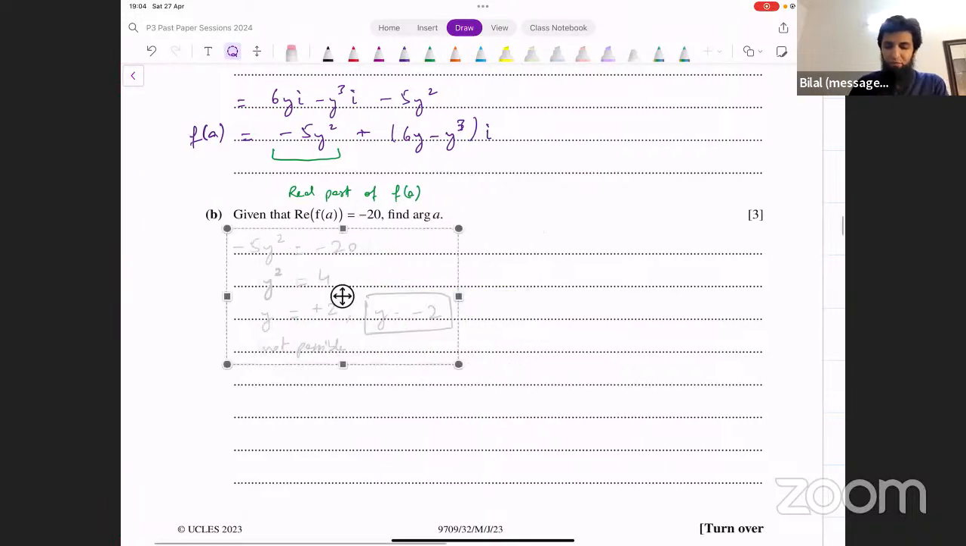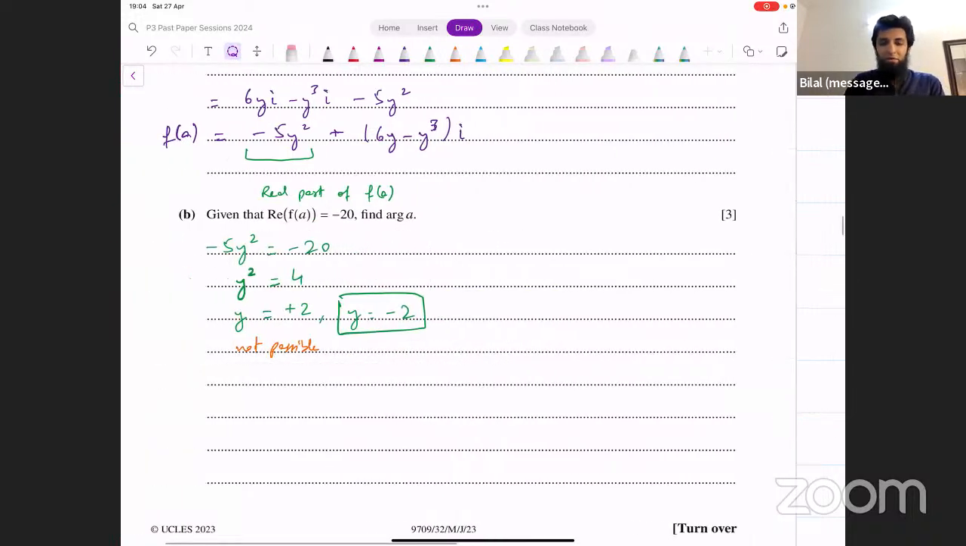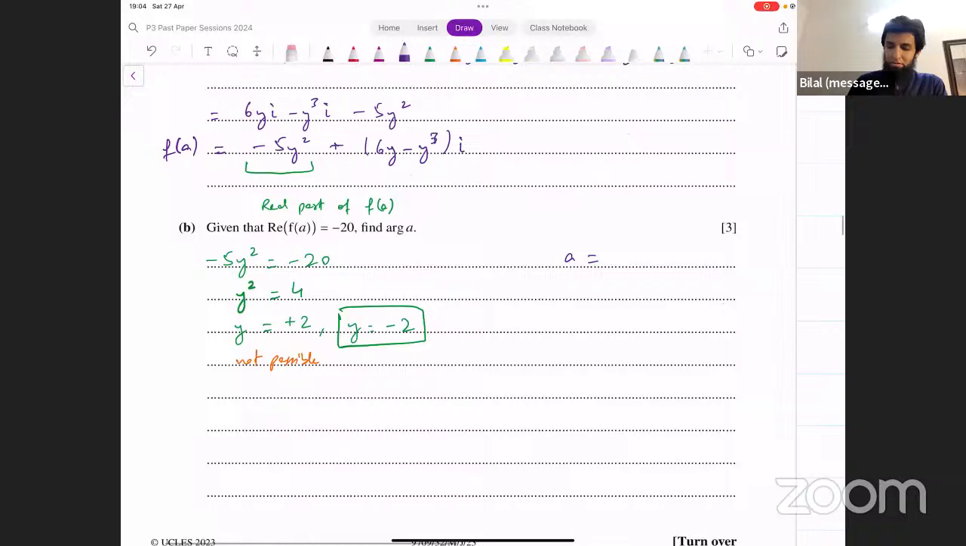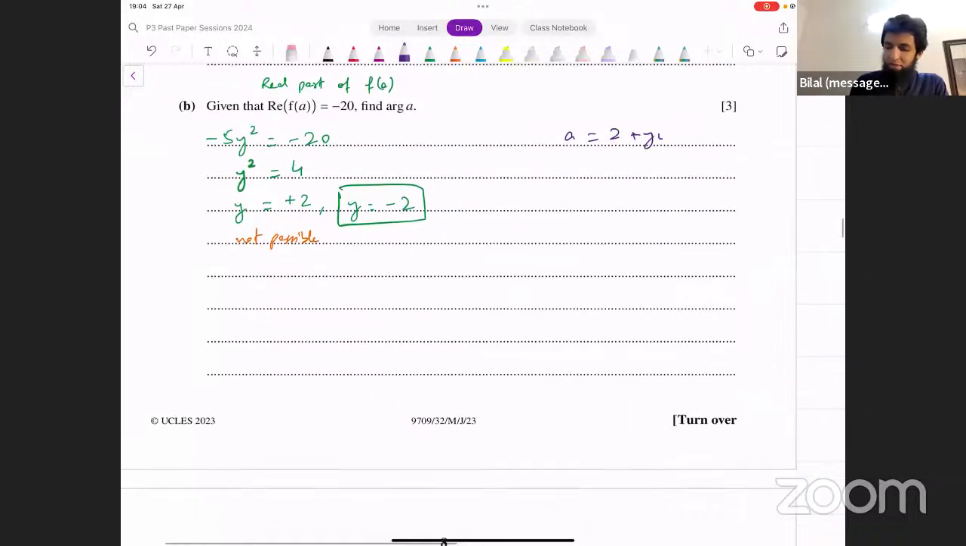Now that we know the value of y is negative 2, what we've got to do is find the argument of a. How do you find the argument of a? Let's write the complex number a now. What was the complex number a? That was 2 plus y iota. If y equals minus 2, it becomes 2 minus 2 iota. That's what the complex number a is. We need to find the argument of this complex number.